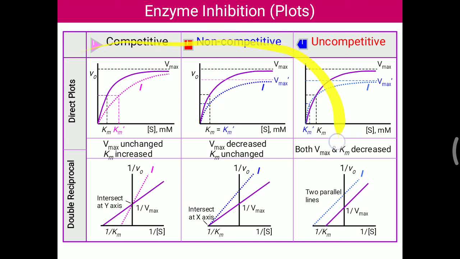So that's all about the three most important enzyme inhibitions: competitive, non-competitive and uncompetitive. Further, we will look at their clinical significance in the next video. You have to remember that Vmax is unchanged in competitive inhibition and Km is changed. In non-competitive, Km remains unchanged and Vmax is decreased. In uncompetitive inhibition, both Vmax and Km are decreasing.